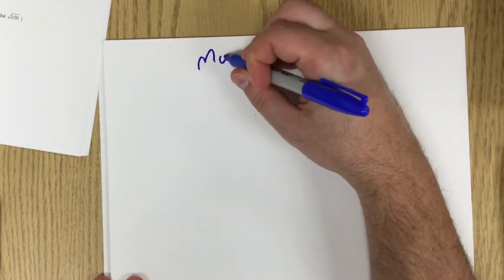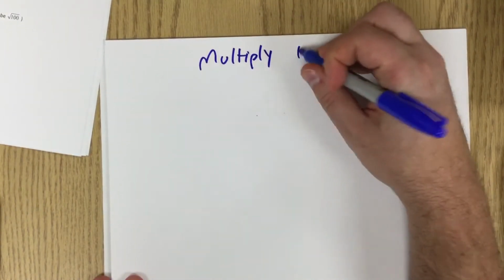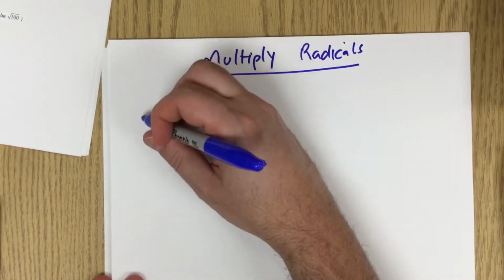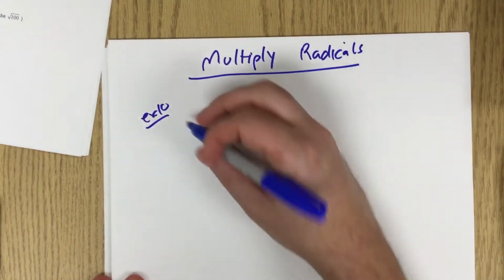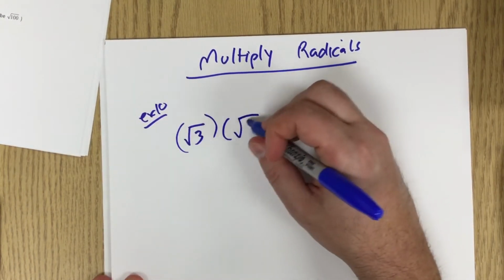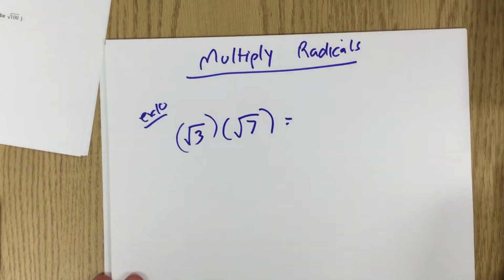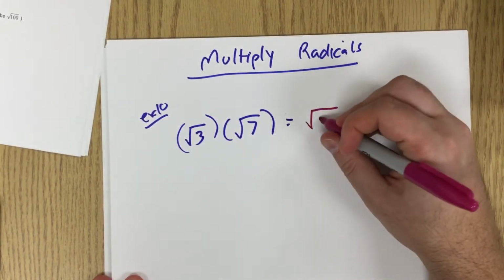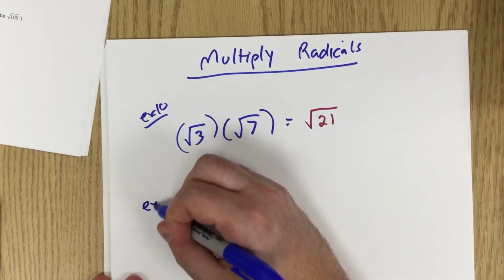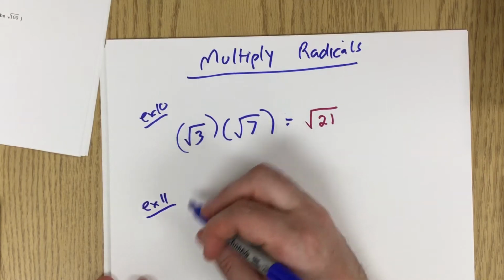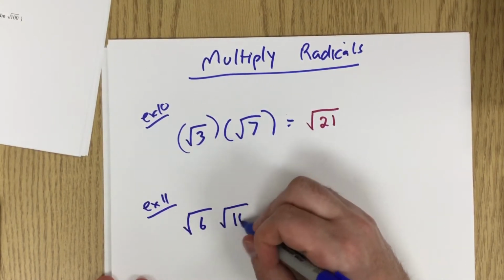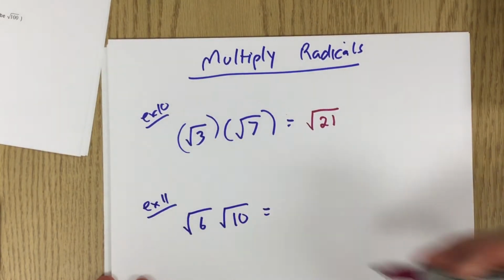We can multiply radicals. Probably pretty much is how you expect it, actually. So if we have the square root of 3 times the square root of 7, that's just the square root of 3 times 7, which is square root of 21. More interestingly, if we have root 6 times root 10, that would be equal to root 60.